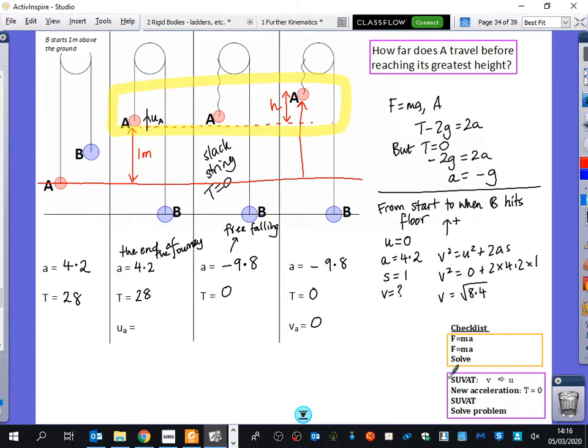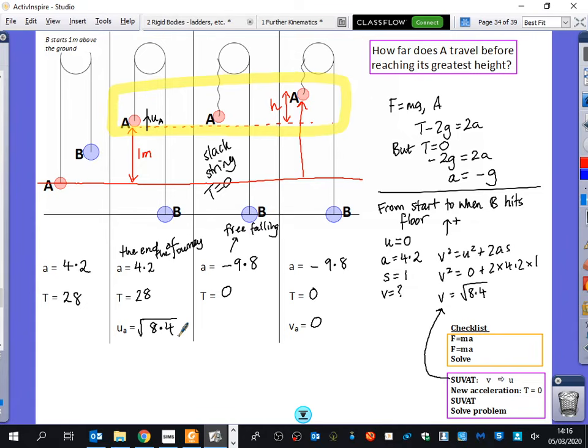That is this thing that we've done here. So this value of v is now going to become the initial speed for this yellow part. Hopefully that bit makes sense. So now I can say A's speed at this point is the square root of 8.4. I'm writing the square root of 8.4 to keep it accurate rather than writing it as a decimal, okay?